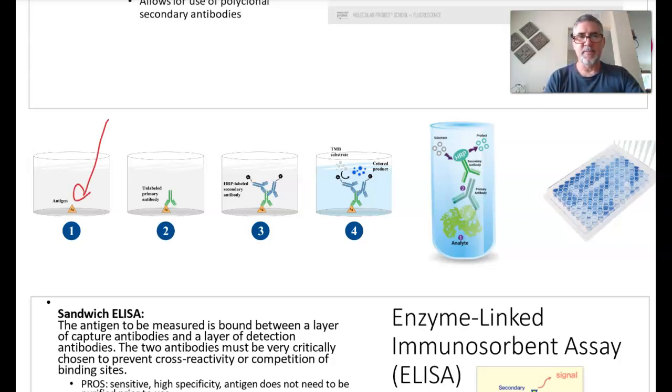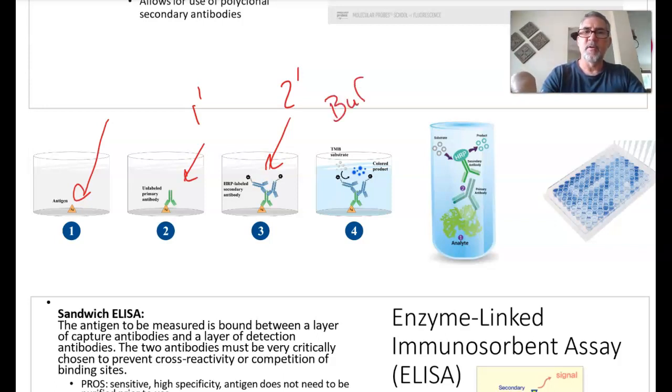When the antigen sticks there, I would add a primary antibody. Then I would add a secondary antibody. So this is my primary, and this is my secondary. And then I would add a buffer. I'm adding TMB, which is a common one we use, and this is an HRP secondary antibody. So the TMB then reacts with the enzymes to produce the color blue. So my wells light up blue.